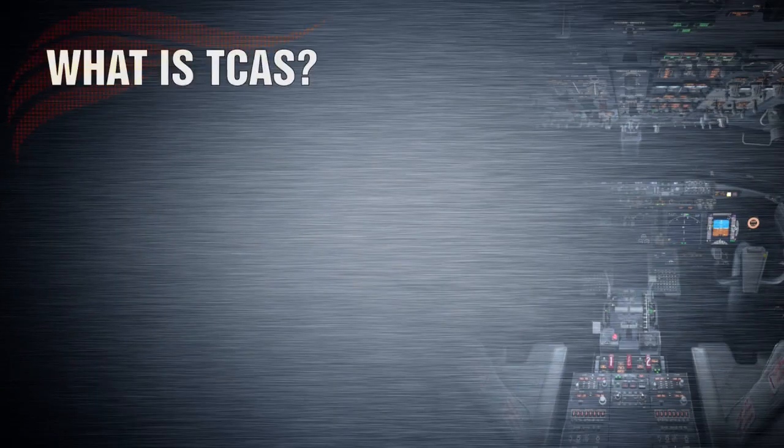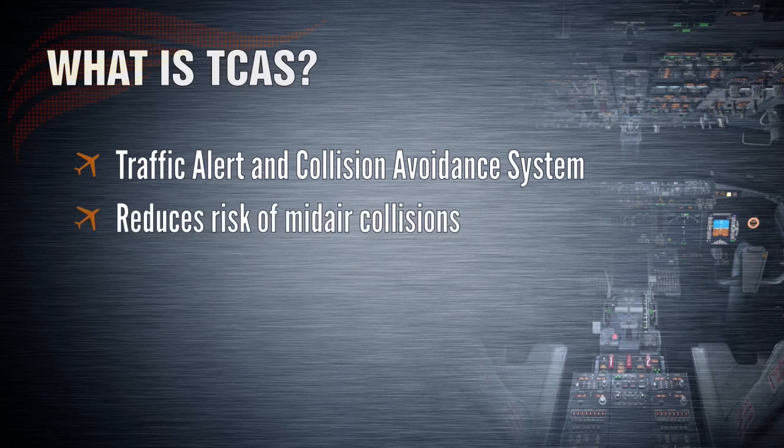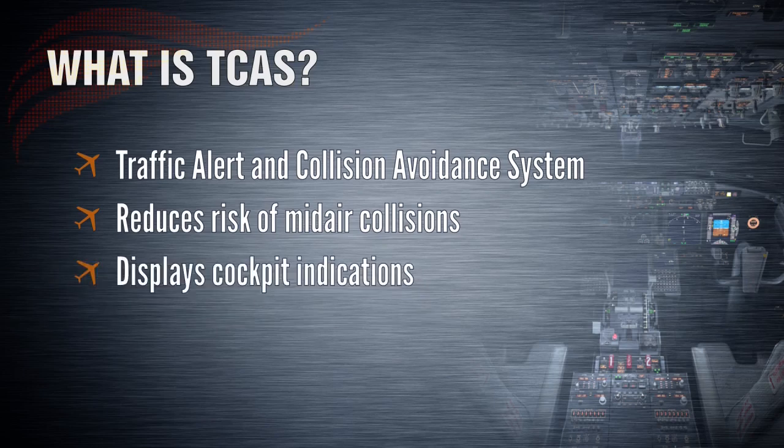So what is TCAS? TCAS stands for Traffic Alert and Collision Avoidance System. It is a system designed to identify and reduce the risk of mid-air collisions between aircraft. It provides traffic displays, alerts, and resolution advisories to the crew to improve their situational awareness and assist them in resolving a conflict.